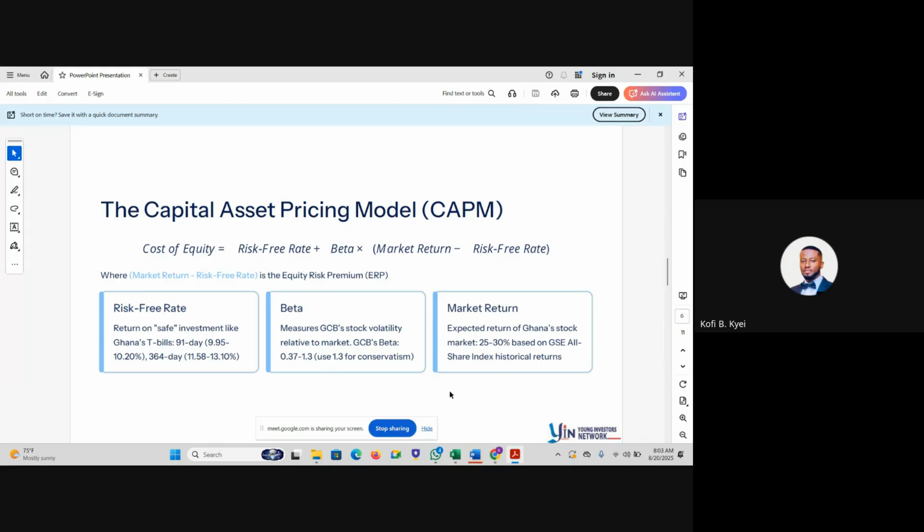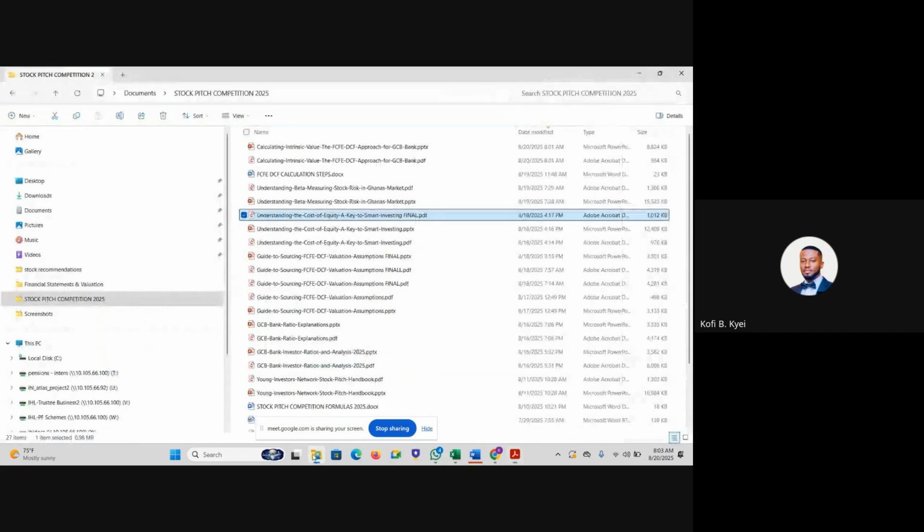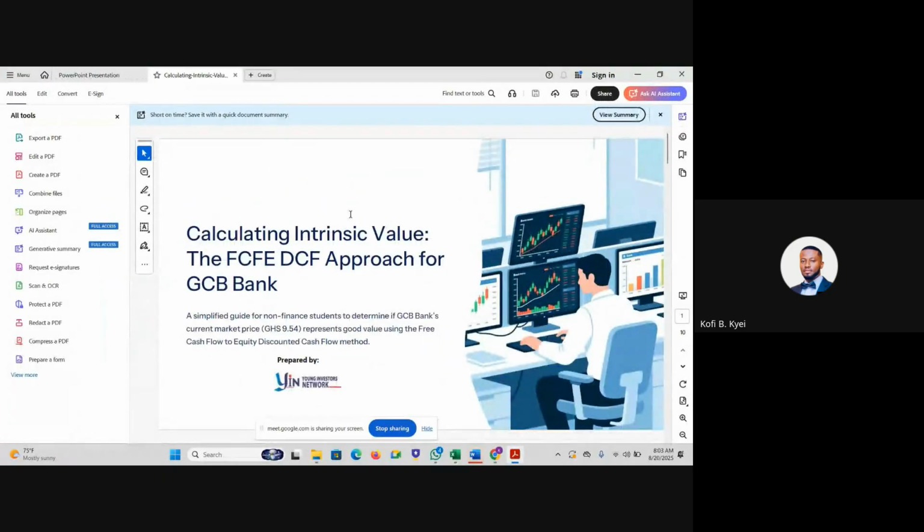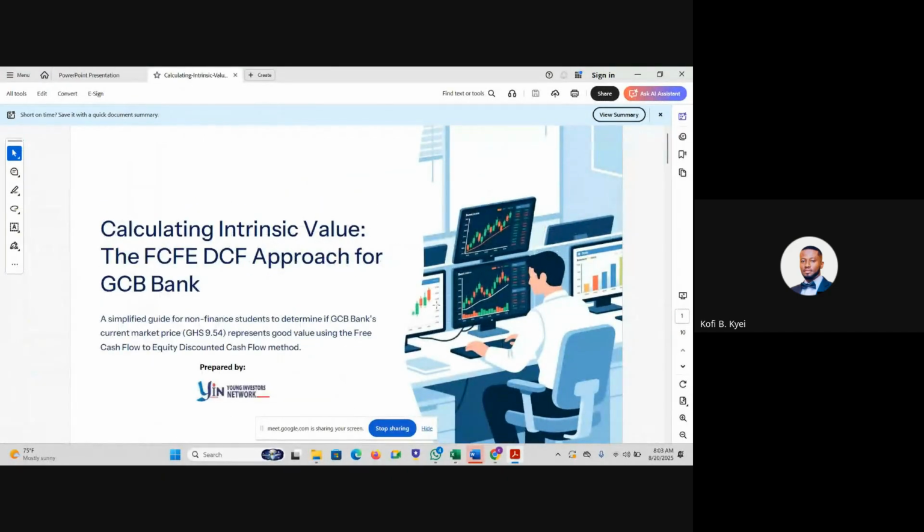This session might be a bit short, so let me go straight to today's session: calculating the intrinsic value using the DCF. I am very sure this session is quite tricky.